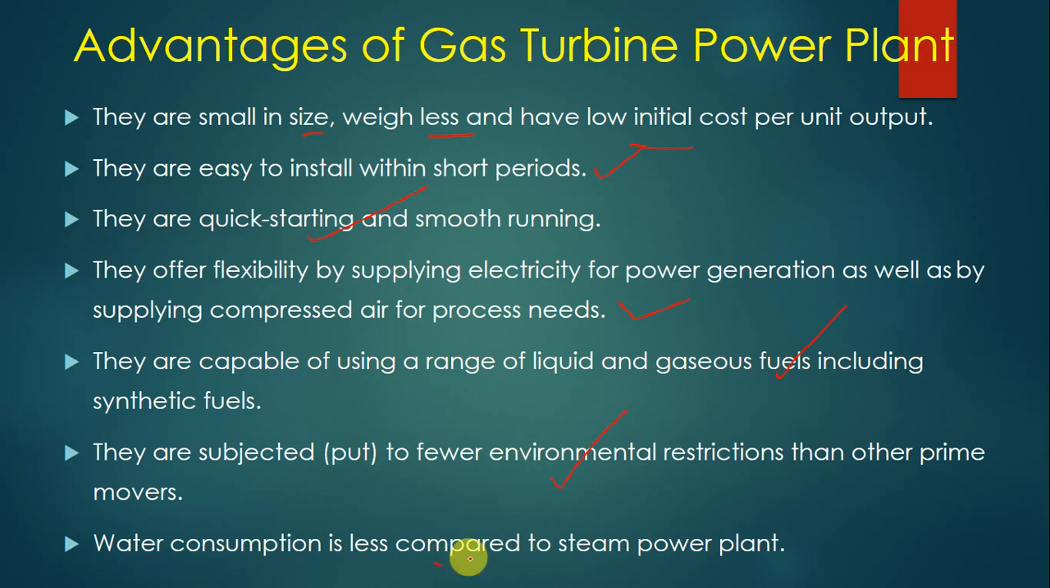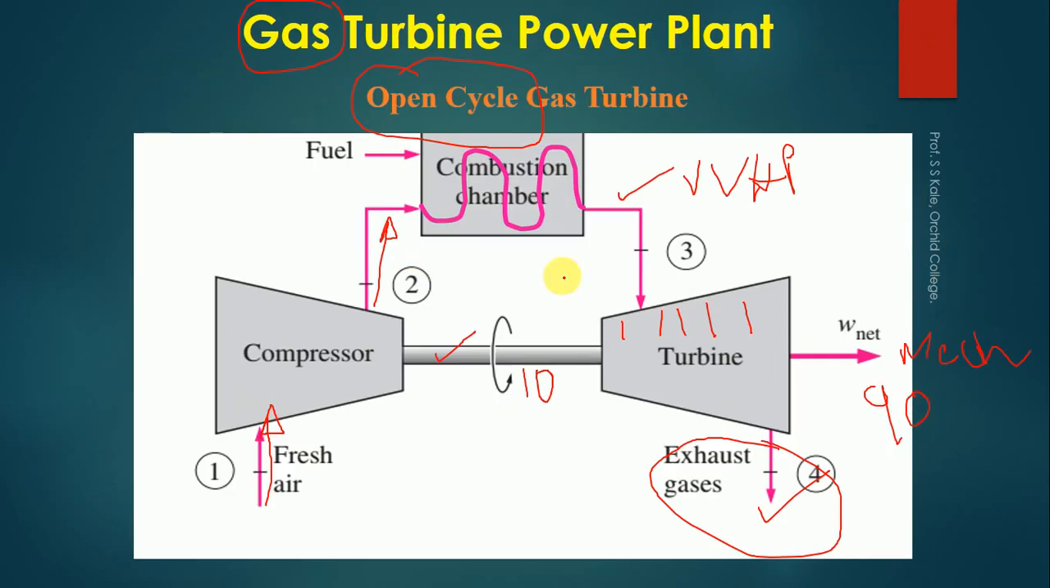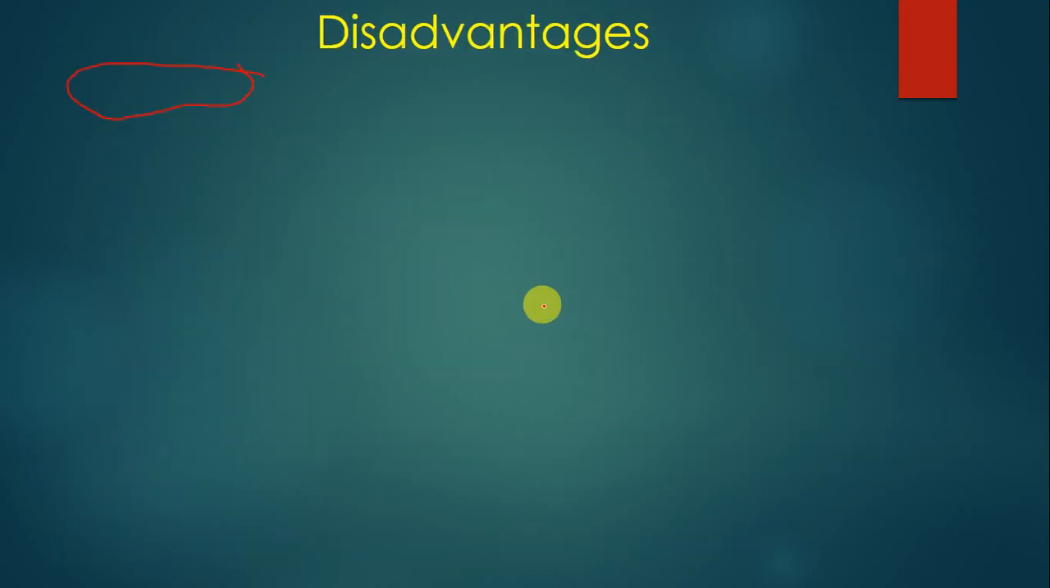The water consumption is also very less, and that's why it can be established where water availability is very less. What are the disadvantages? An electrical motor is also required here. Why is it required? Because, as I told you, in this particular application the turbine energy is used for running the compressor, but when the plant is off and not running, at that time how will the compressor run? For the compressor we have to connect an electrical motor which will start the compressor, which will start the plant, and then we can take energy from the turbine. But for initial starting we require an electrical motor. That's a disadvantage, let's say.